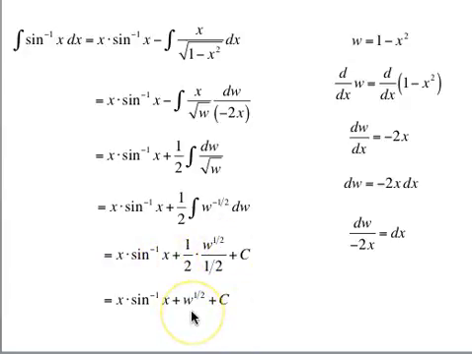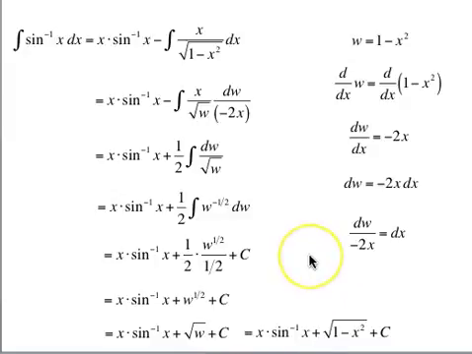w to the 1/2 is the square root of w. And what is w? w is 1 minus x squared. So let's finish this by saying x times the inverse sine of x plus the square root of 1 minus x squared plus c. That will be our integral of the inverse sine of x dx.